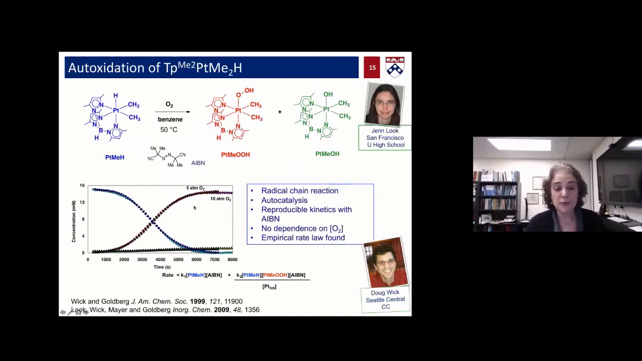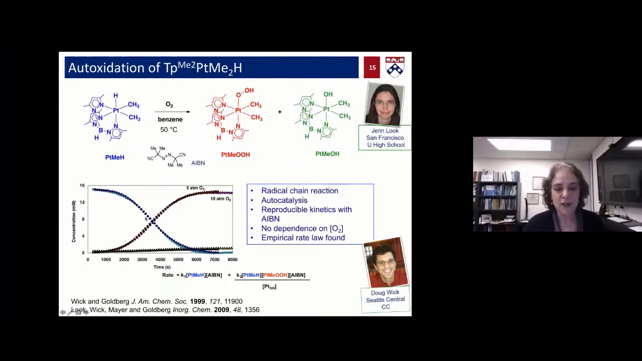You can get these reproducible reaction profiles when you do the reactions in the presence of a radical initiator, in this case AIBN. And what you find is that they have this sigmoidal shape. That's typically characteristic of an autocatalytic reaction where some of the product or an intermediate catalyzes the reaction. That leads you to a two-term rate law for this reaction.